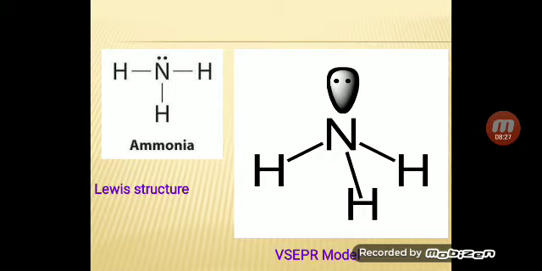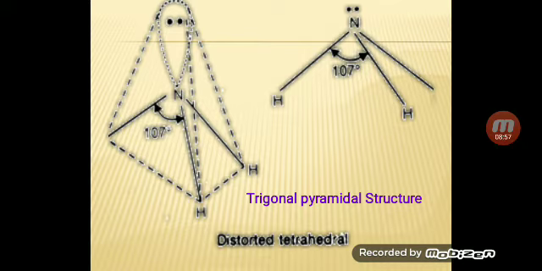So look at the structure of ammonia. Nitrogen is the central atom. There are a total of 4 pairs of electrons, in which one is non-bonding. So this is high energetic and occupies more space, and that's why it pushes the other bond pair electrons to one side, and the regular structure changes into an irregular structure, that is pyramidal, triangular pyramidal structure, and the bond angle also changes from 109.5 to 107.5 degrees.